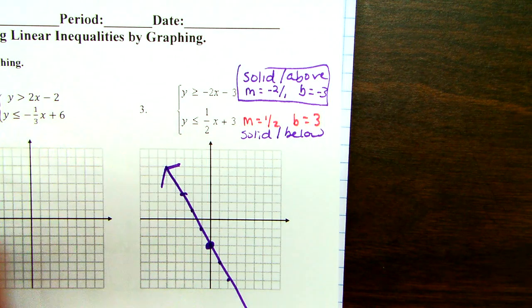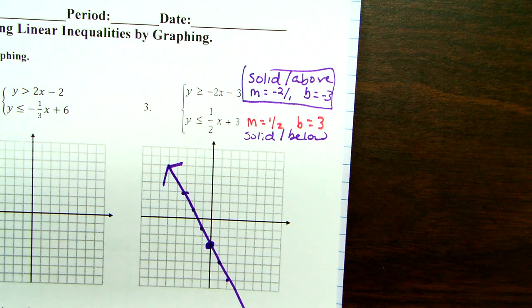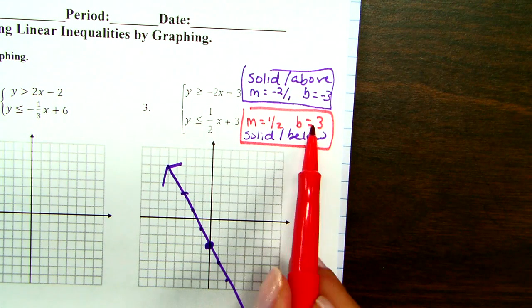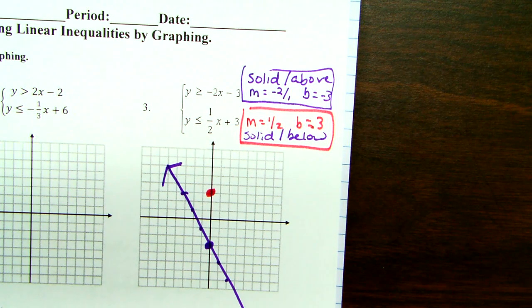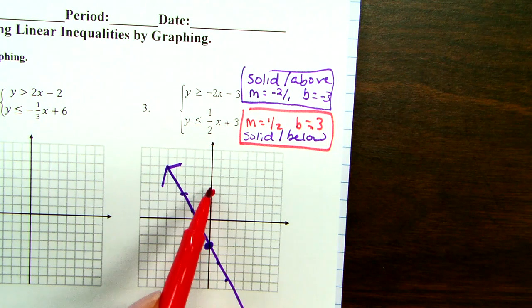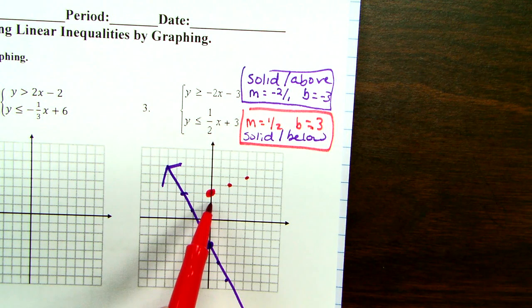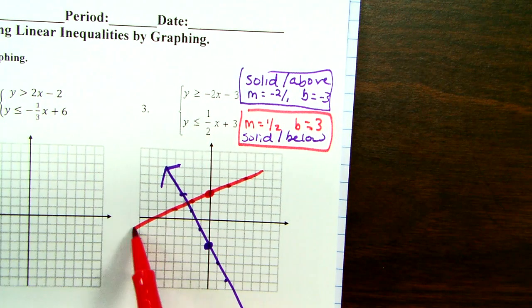The bottom one, I'll do in red. B is +3. First point goes on the y-axis, not the x-axis, the y-axis. And that's a positive slope, so I'm going to go up 1, right 2, up 1, right 2. Maybe I'll go down 1, left 2. Just get some more points. And this one is also solid.